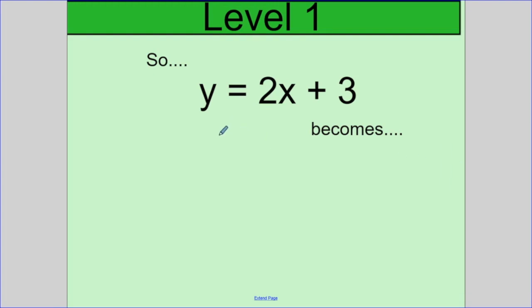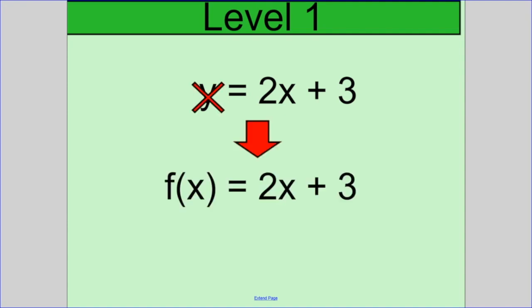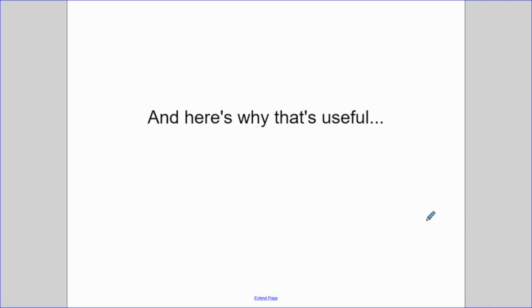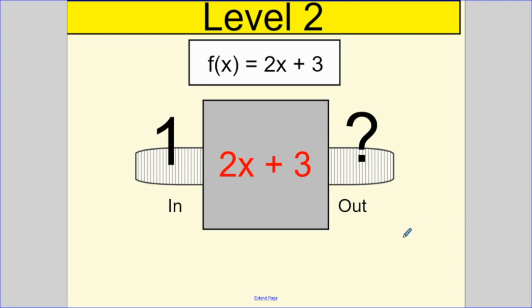We've been writing our equations, y equals 2x plus 3. But now we're going to write it as a function. So y equals 2x plus 3 we're now going to write as f of x equals 2x plus 3. Our f of x is the notation we're going to be using from now on, and you'll use it a lot at the high school.